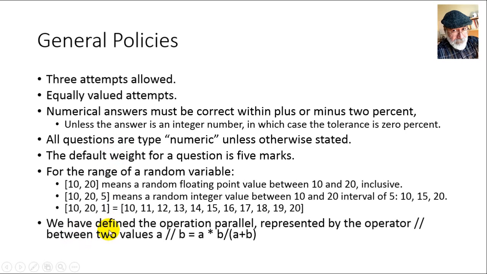We have defined, and the programmers already have, a subroutine for the parallel operation that is represented by this operator. When you write something like A parallel with B, the programmer will call that subroutine to perform A times B divided by A plus B, of course.